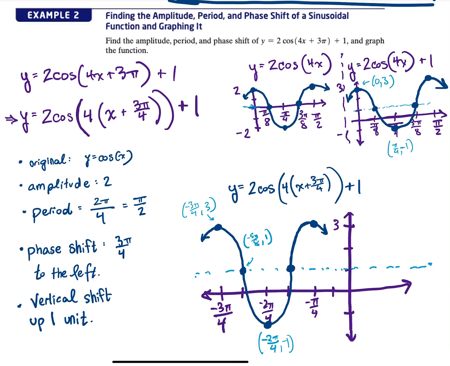And this would be negative 3 pi over 8, positive 1, because we're 1, 2, 3 pi over 8s out. And then the last point in the cycle, in the period, would be here at negative pi over 4, positive 3.